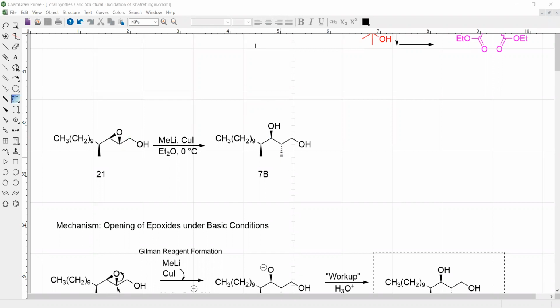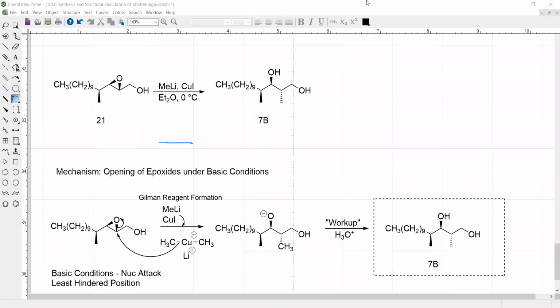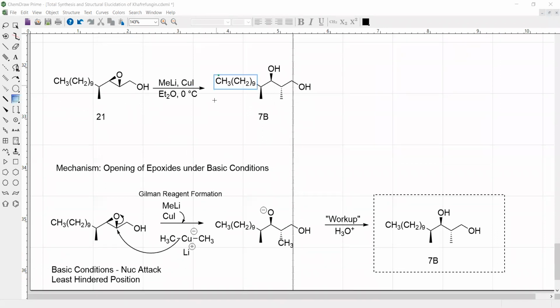And brilliantly, they use a Gilman reagent. So we add in methyl lithium copper iodide, and we create the Gilman reagent. So that is expressed down here. So addition of these reagents to make our Gilman reagent. And so in our Gilman reagent, our copper to alkyl group bond breaks, and we push those electrons to the least hindered position of our epoxide.